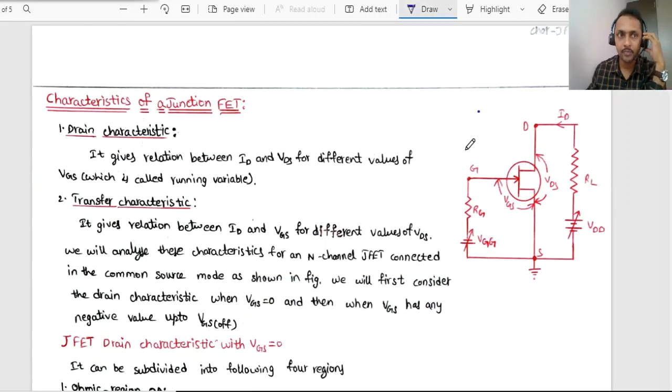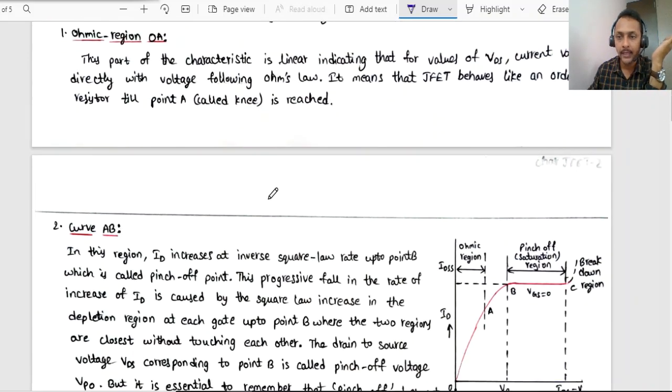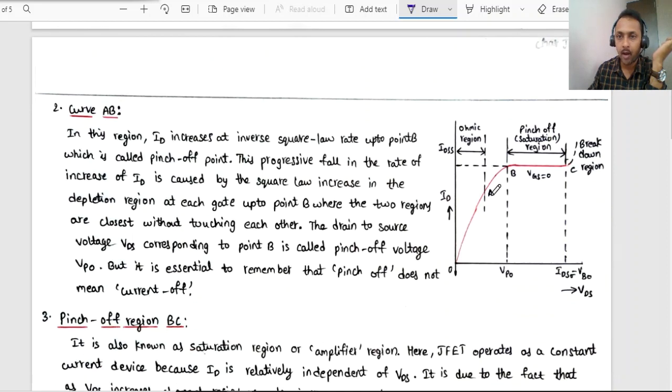In this video, we will discuss the characteristics of a JFET, that is the junction field effect transistor. We will discuss its characteristics, namely the drain characteristics and transfer characteristics, its circuit diagram, and also what do you mean by ohmic region. And in this entire graph, how do you understand the ohmic region?